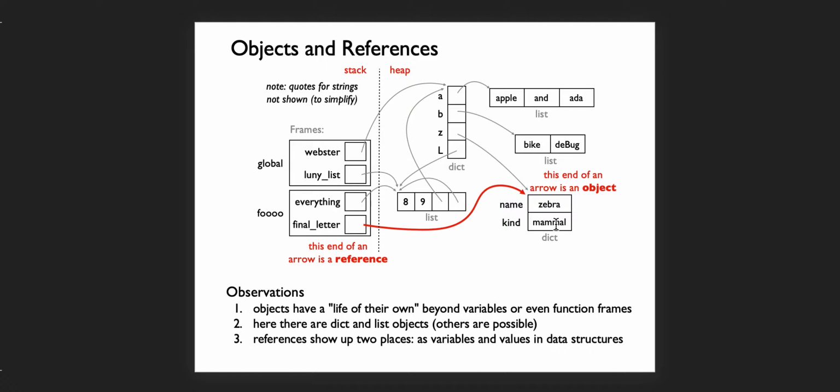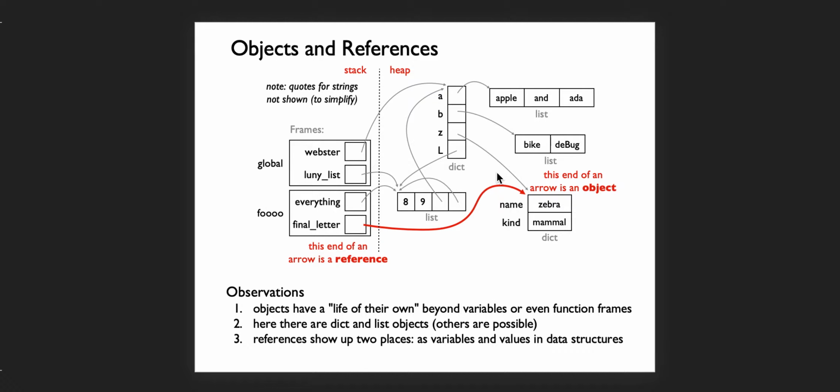The first observation that I want to talk about is that objects can have a life of their own. What do I mean by that? Let's take a look at an example of these two lists. As you can see, there are no references as part of your frames which have direct access to these objects, right? But those objects do exist. So that's going to be an independent existence for these objects.